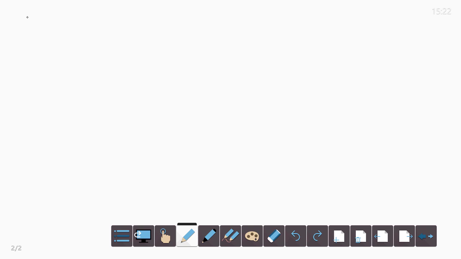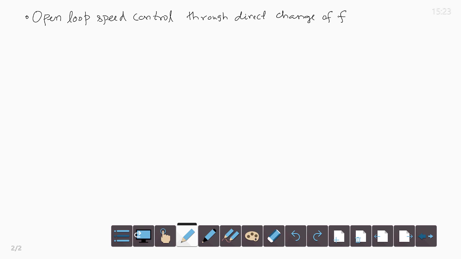So open loop speed control through direct change of frequency has certain constraints or restrictions, as I am going to mention now.